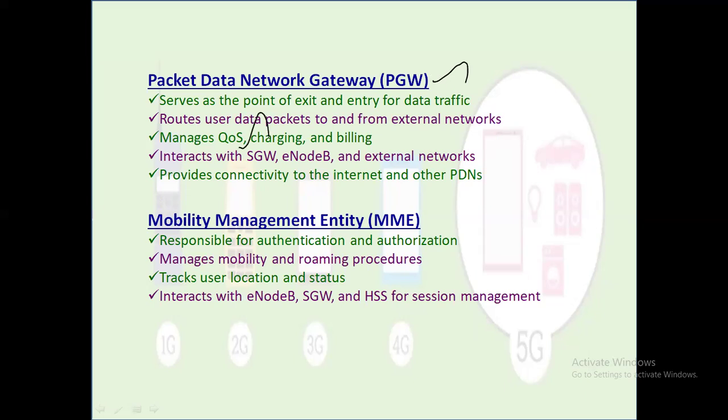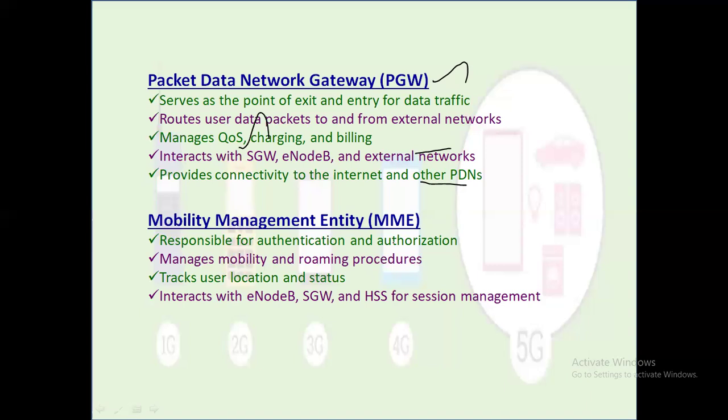QoS, and charging and billing, ensuring efficient, secure data transfer, and interacts with key network components like SGW, that is Serving Gateway, eNode B, and external networks to provide seamless connectivity and facilitate communication between users and external networks. And next, we'll see Mobility Management Entity, MME.